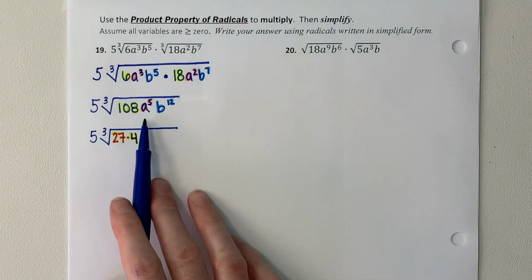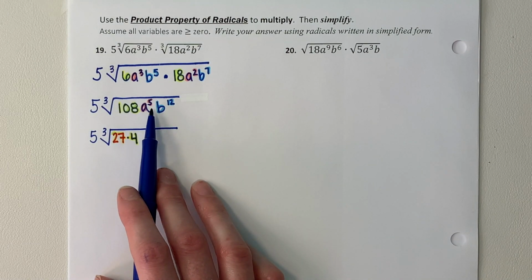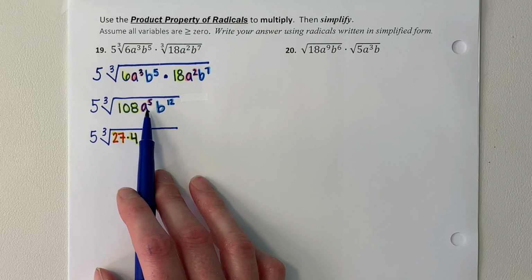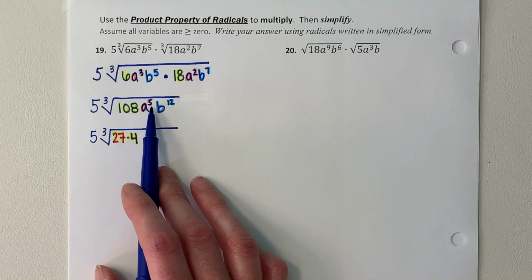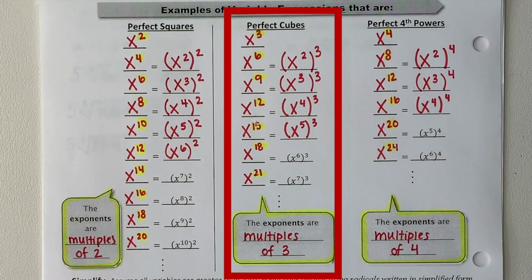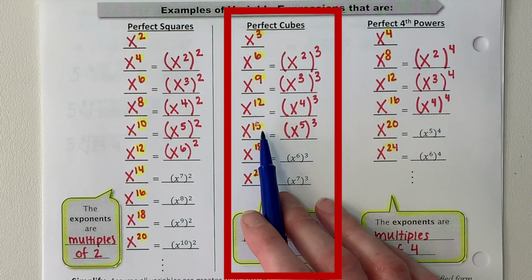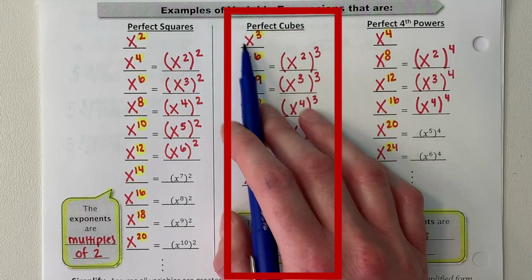Next, let's look at the a. And since the index is a 3, we need to ask ourselves, is a to the fifth a perfect cube? It is not, because for variables that are perfect cubes, their exponents will be multiples of 3, and 5 is not a multiple of 3. Let's look at our list of variables that are perfect cubes. And if we need to find the largest perfect cube that multiplies into a to the fifth, we need to find the exponent as close to 5 as we can possibly get, but it has to be less than 5. It looks like that would be a cubed.